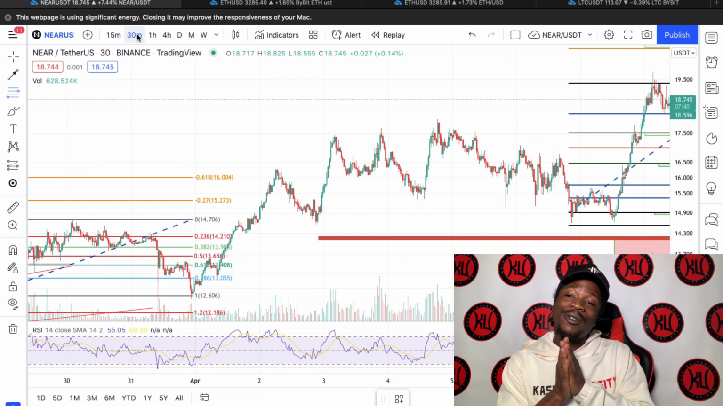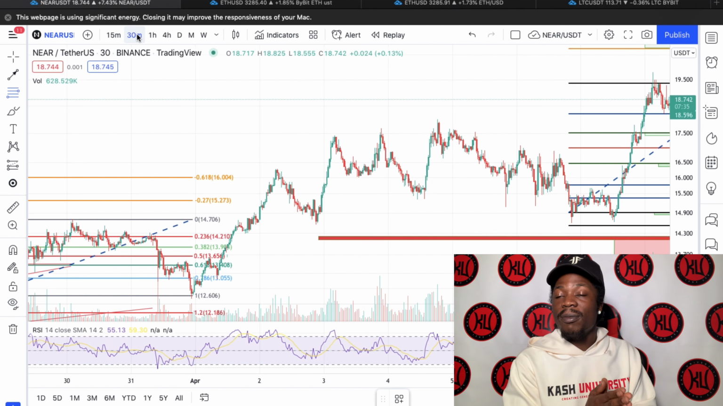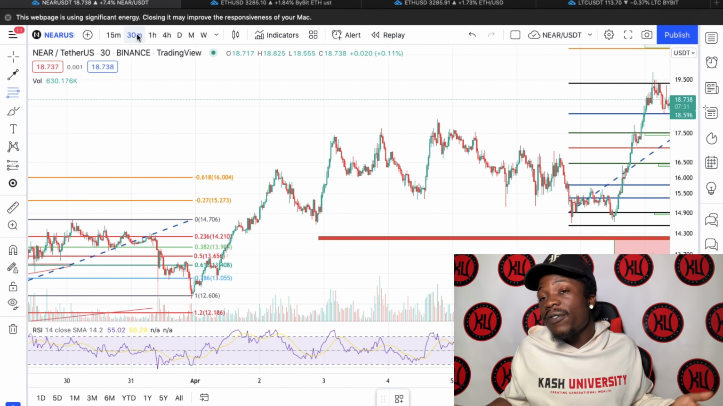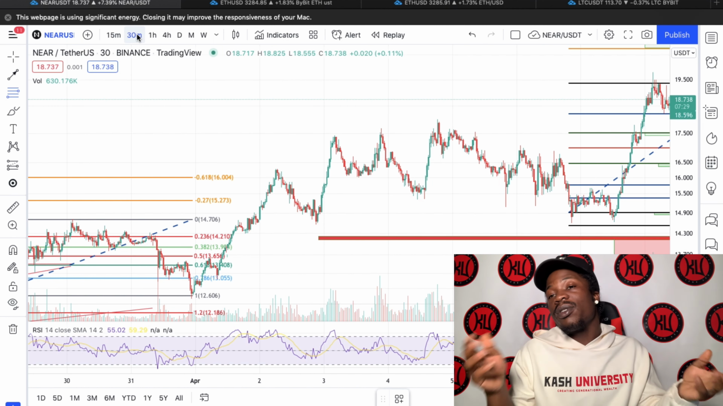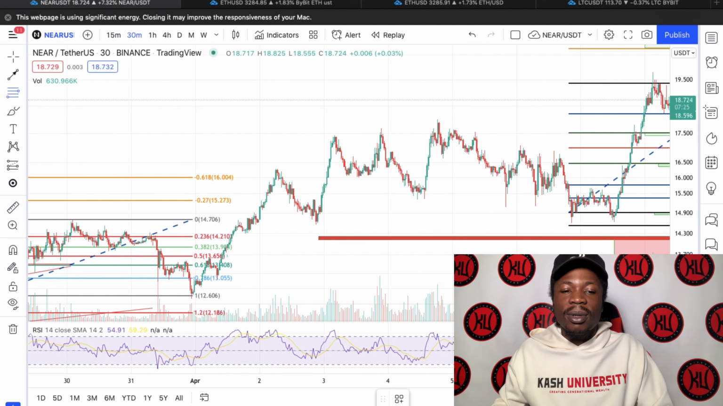Now, if you see a move on the H1 time frame, you get your entry on the M15. And if you want to be risky, if you're a scalper, if you see a move on the M30, you get your entry on the M5. So that's all you need to know about each time frame.